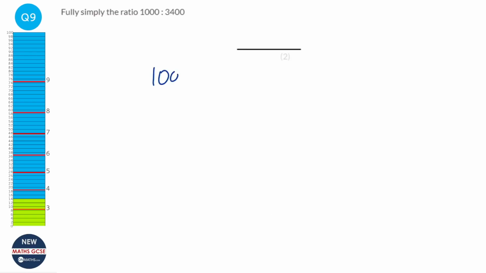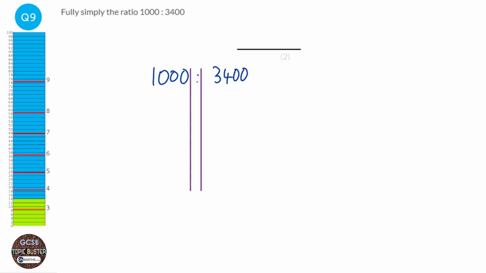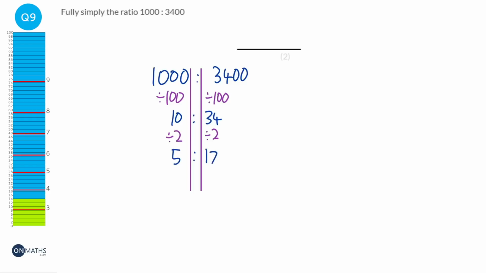So when simplifying ratio, it's very similar to simplifying fractions, but instead of having to do the same thing to the top and bottom, you have to do the same thing to the left and right. So I'm going to start here by dividing both sides by 100, because I notice they both have 2 zeros at the end. So that'll give me 10 here and 34 here. Now these are both even numbers, so a nice easy next one to do is dividing by 2. And we get 5 and 17, well, they're both prime numbers, and so there's nothing we can cancel them by, so it's going to be our answer, 5 to 17.